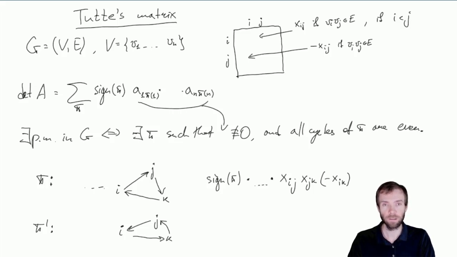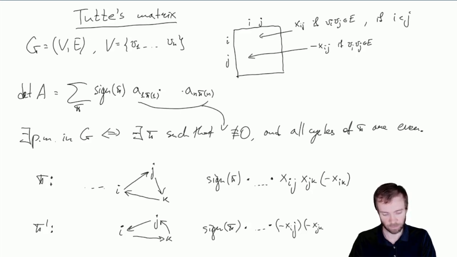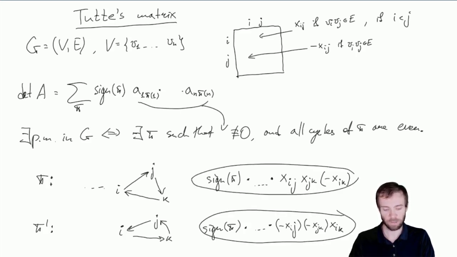It can be shown that if we reverse a cycle in a permutation, keeping its structure otherwise the same, the sign of the permutation is the same. So the sign of P prime is the same as sign of P. Then we'll have very similar terms. Instead of x_ij, we would have minus x_ij. Instead of x_jk, we'll have minus x_jk. And instead of x_ik, we'll have x_ik without a minus. So we see that in the end, these two terms would be equivalent.